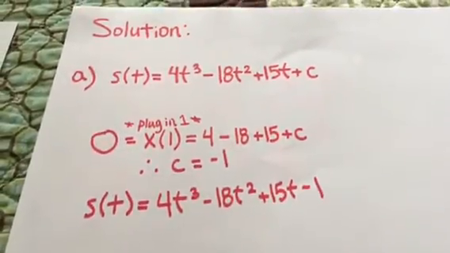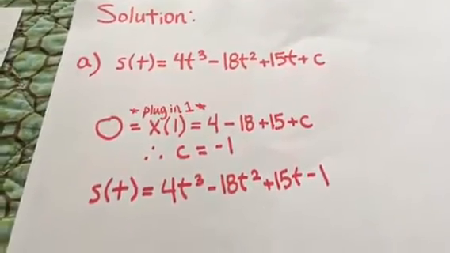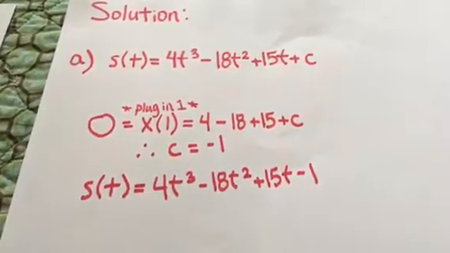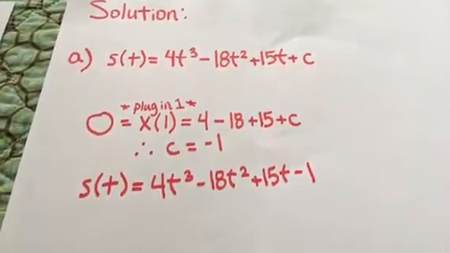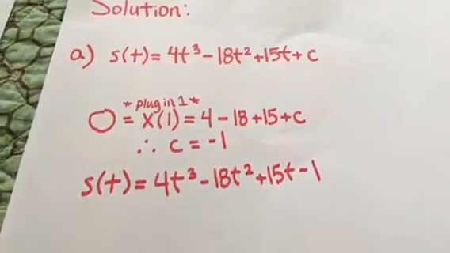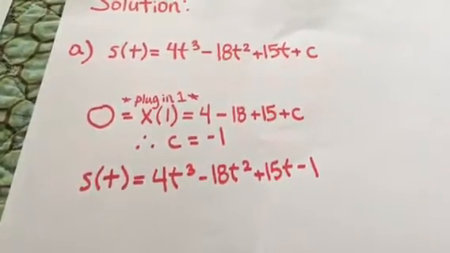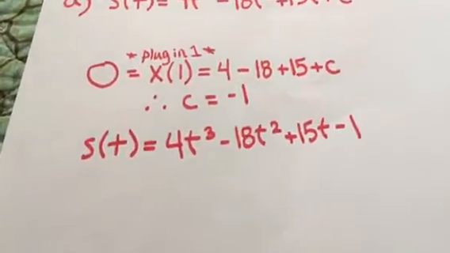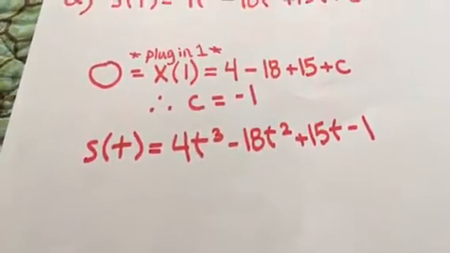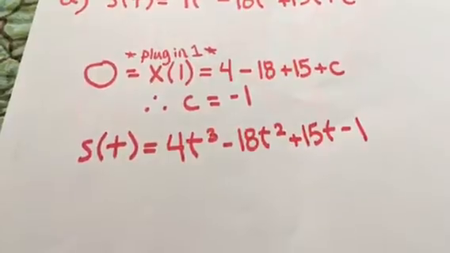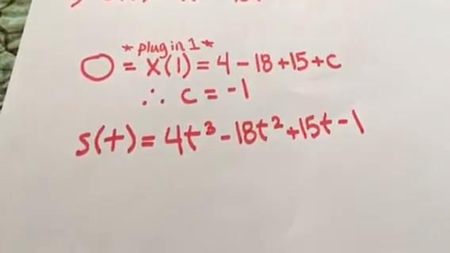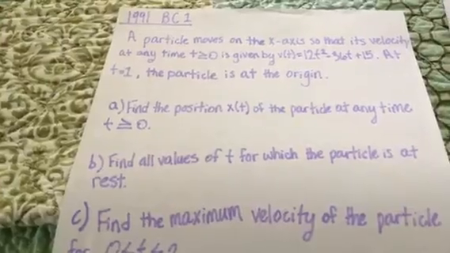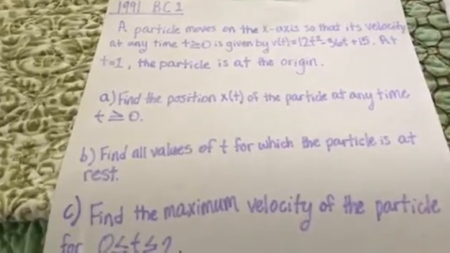0 equals x of 1, and you plug in 1 as t. 4 minus 18 plus 15 plus c. And if you do all that math, you get c equals negative 1. Which means your final position is s of t equals 4t cubed minus 18t squared plus 15t minus 1. So the next part of our problem says, B.